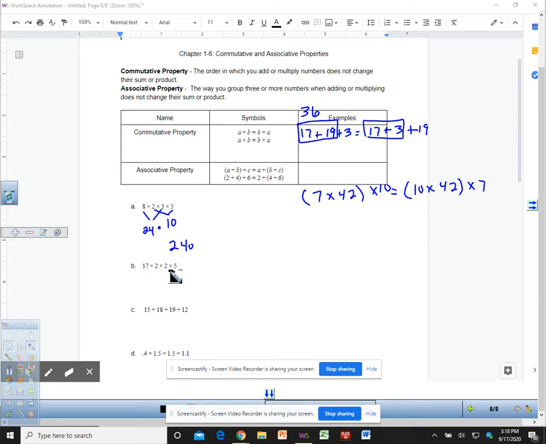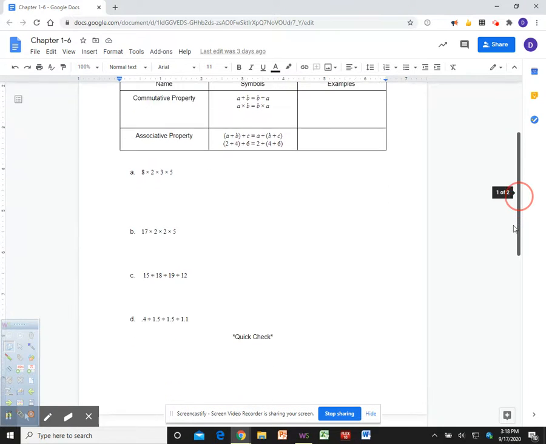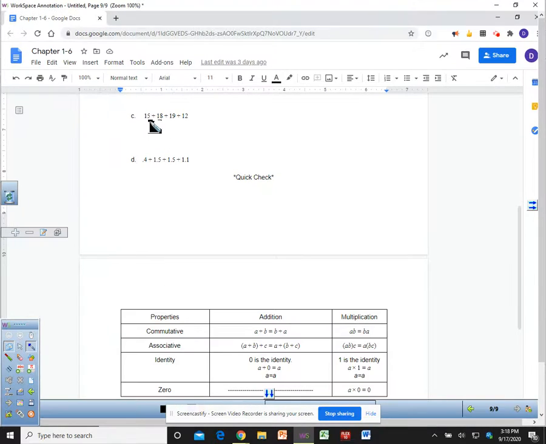Okay? So at this next one, I'm going to multiply these together and get 10. Multiply these together and get 34. I'm going to multiply those together and I get 340. Okay? If we keep moving down, there's a couple more. So 15, 18, 19, and 12. I'm going to add the 18 and the 12 together to give me 30. And then the 15 and the 19 I'm going to add together to give me 34. And when I add those, I get 64.